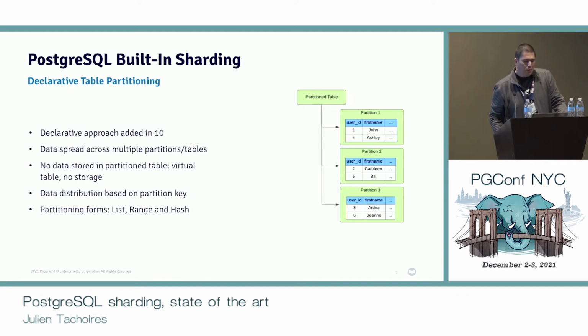So the other major piece involved in the built-in implementation of sharding is table partitioning. Table partitioning provides data distribution across multiple tables. Until version 10, table partitioning was based on the table inheritance principle, meaning that we have one parent table and n child tables inheriting from the parent table definition.